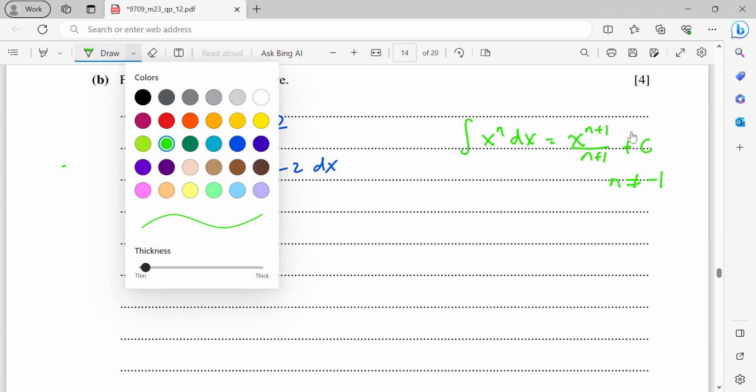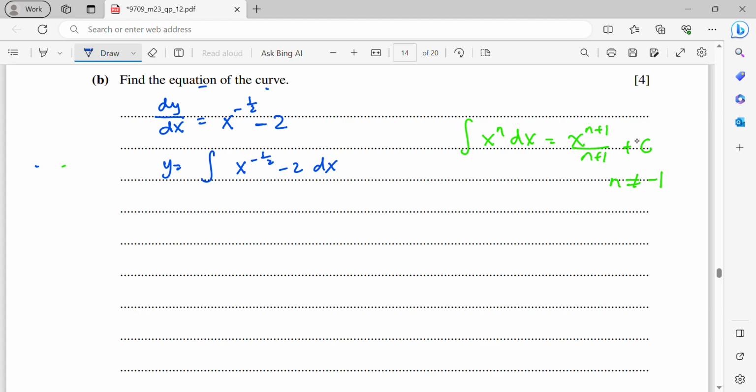Okay, therefore, by applying this formula, I get x to the power of negative half plus 1, which is half, then divided by half, minus the 2 becomes 2x because initially x to the power is 0, then plus c. Now the first term, x to the power of half divided by half. So 1 divided by half is going to be 2. So I will get 2 square root x minus 2x plus c equals my y.